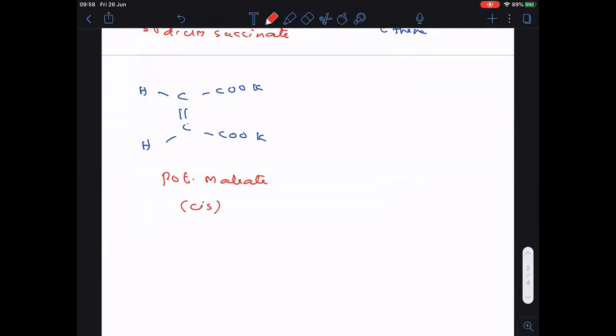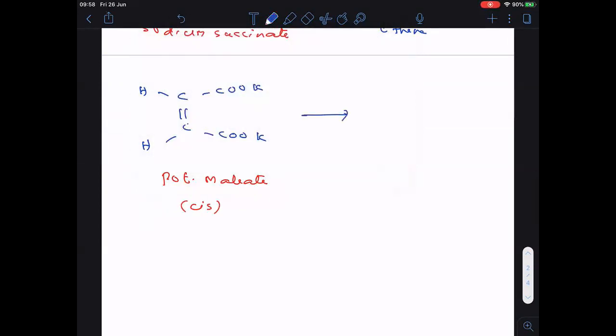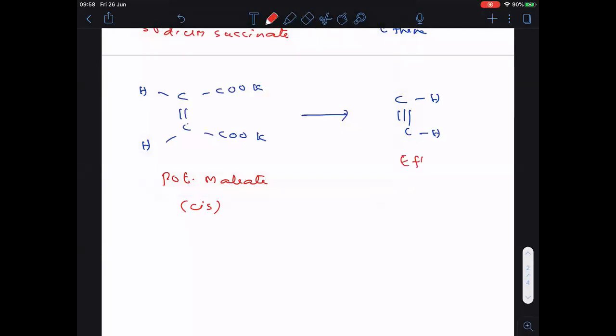Clear? Then what is the product formed here? Potassium maleate, aqueous solution when subjected to electrolysis. What is the product formed here? C triple bonded C, H and H. Clear? So what is the name of this one? This product is said to be ethyne.